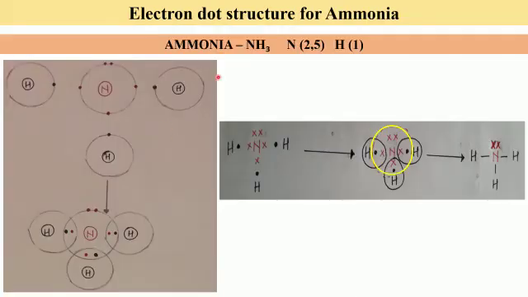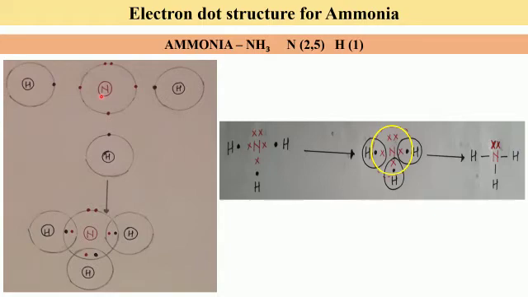The next example is that of ammonia. Ammonia has a formula NH3, 1 atom of nitrogen and 3 atoms of hydrogen. Nitrogen has electronic configuration 2,5 and that of hydrogen is 1. So how will we show the diagram here?